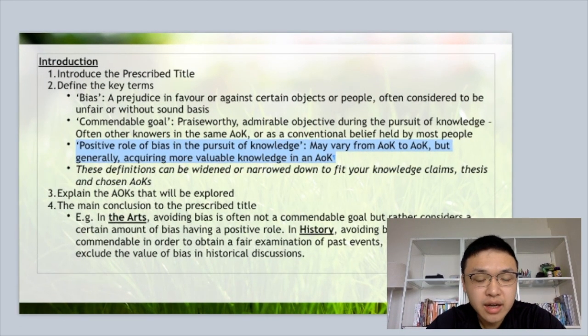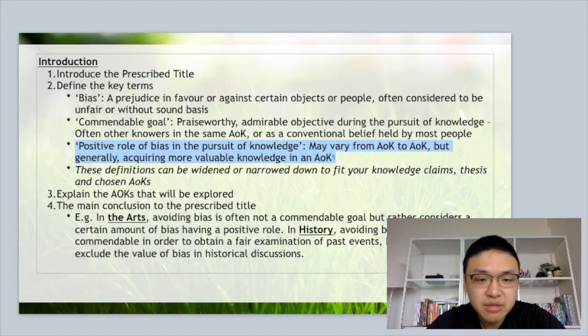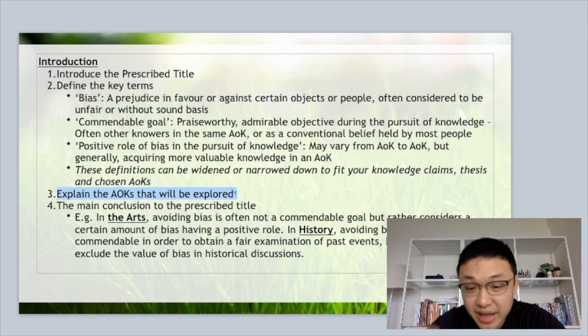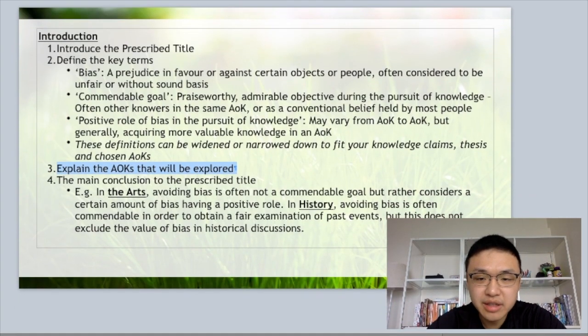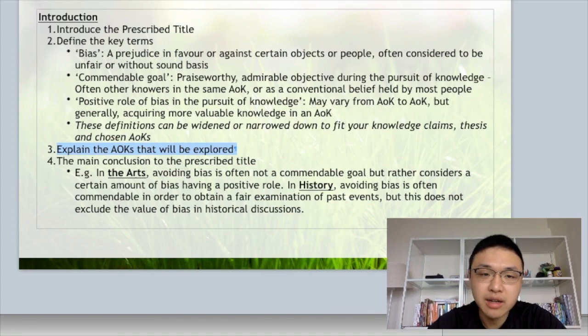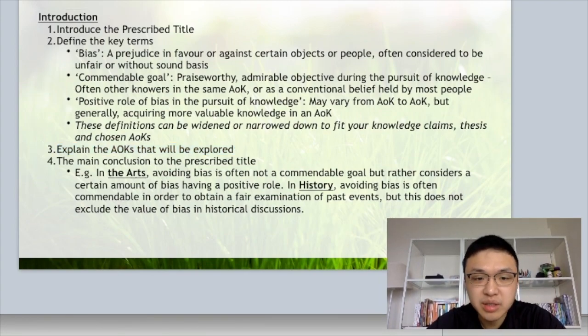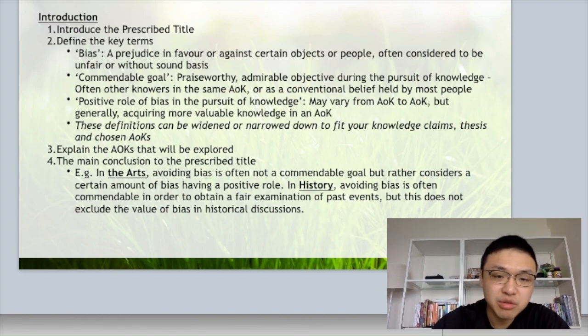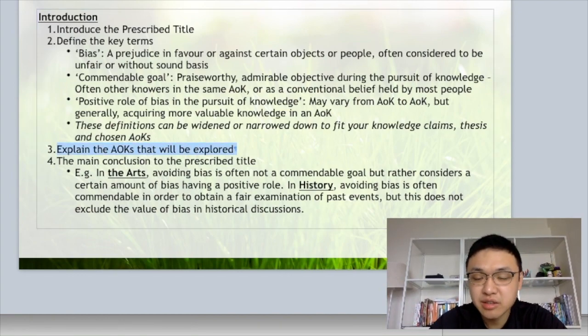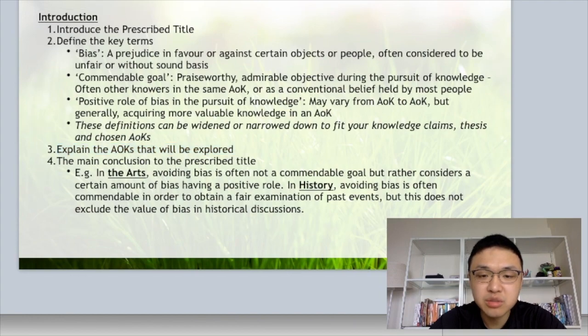Then you can explain the areas of knowledge that will be explored. You can say, in this essay, the areas of knowledge that will be explored are A and B. For our essay, we chose to focus on arts and history. So that's what we'll write: in this TOK essay, the areas of knowledge to be focused on are arts and history.